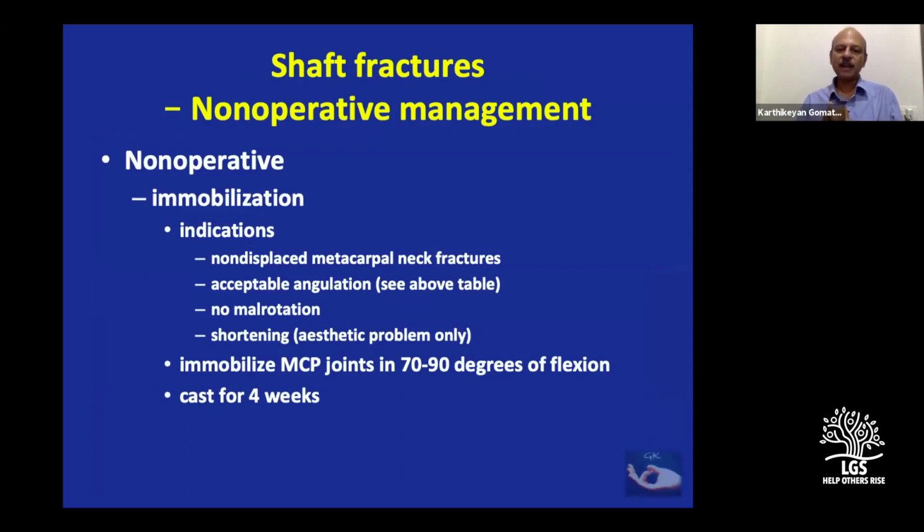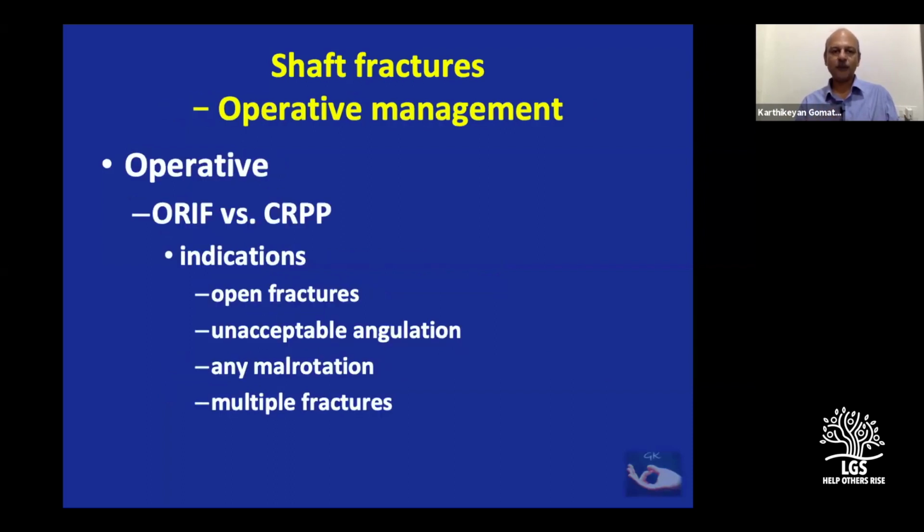When there is a non-displaced metacarpal neck fracture or non-displaced metacarpal shaft fracture, with acceptable angulation, no malrotation, and minimal shortening, this will cause an aesthetic problem. If the shortening is quite obvious and there is a loss of the knuckle prominence on clinical examination, we need to decide for a fixation. And we need to immobilize the metacarpophalangeal joints in 70 to 90 degrees of flexion. I keep repeating this point about the metacarpophalangeal joint. The POP or the cast must be applied for 4 weeks.